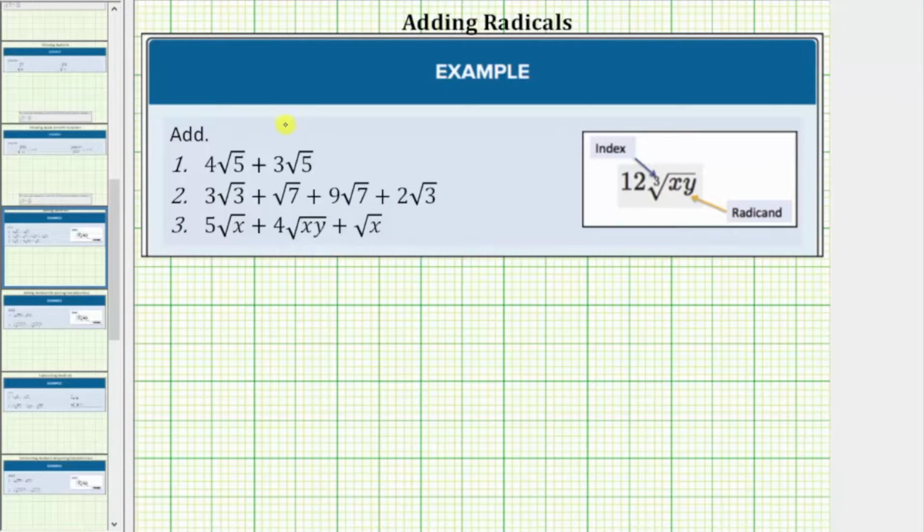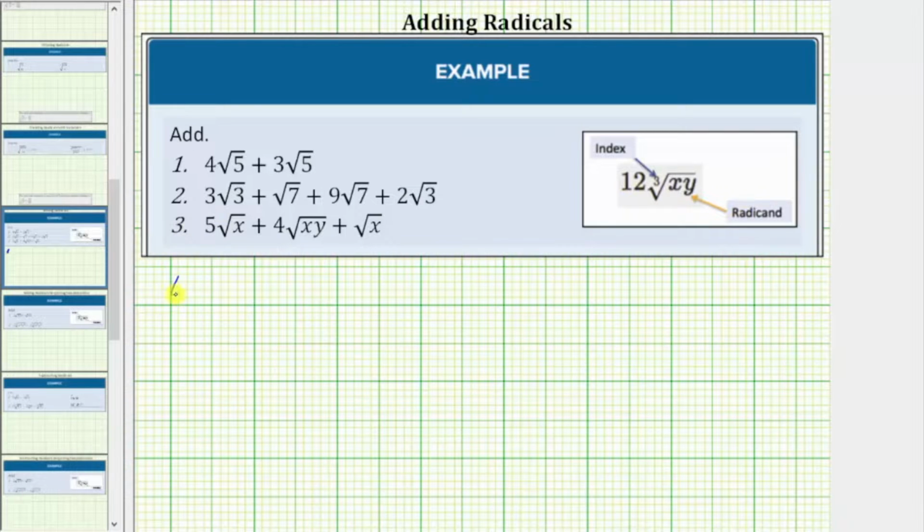We're asked to add the given radical expressions. In order to add or subtract radicals, we must have like radicals. Like radicals are radicals where the radical part is exactly the same, which means like radicals have the same index and the same radicand. Before we identify like radicals, though, we need to make sure the radicals are simplified.